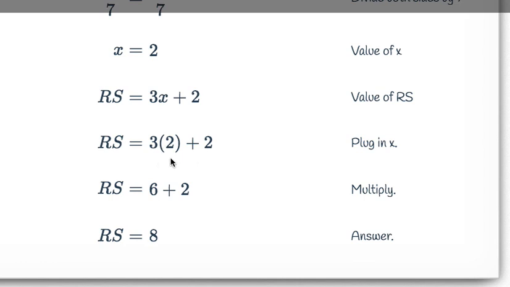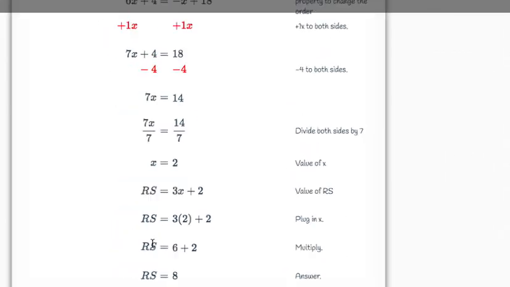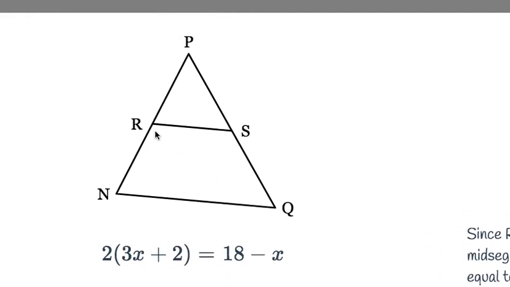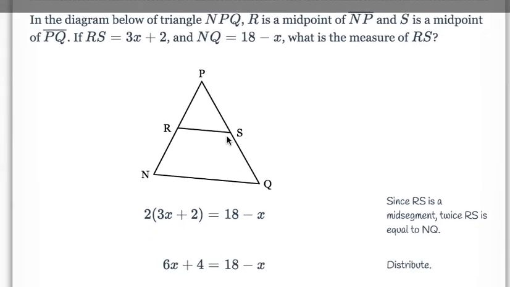When we multiply 3 times 2, we get 6. When we add, we get 8. This is a matter of remembering the relationships between the mid-segment and the side. Okay? The one inside is half, meaning that this right here is 2 times this.